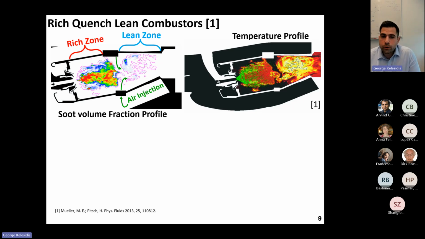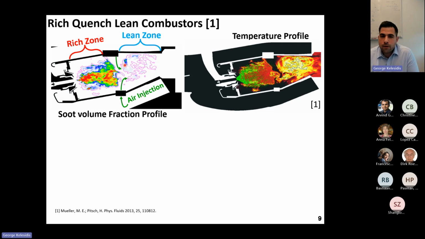These combustors contain two zones. We have the rich zone, where jet fuel is combusted at rich conditions and soot is formed. And we also have a lean zone, where air is injected to oxidize these soot nanoparticles and eliminate them. However, many of these soot nanoparticles actually survive oxidation and are still released in the atmosphere. This can be attributed to inhomogeneities of the temperature and gaseous profiles in the lean zone of this combustor that result in these pockets that you can see over here that contain large concentrations of soot nanoparticles.